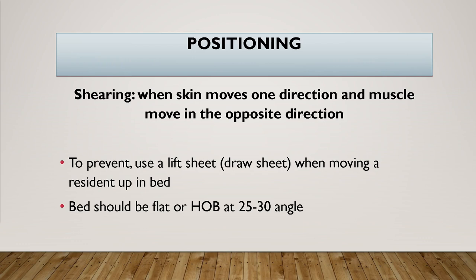This will be another skill we practice in lab. By placing something under the resident, we can lift the resident up off the bed and the skin will not be sheared by pulling the skin across the bed. Another way to prevent shearing is to keep the bed flat or have the head of the bed at a 25 to 30 degree angle. This will prevent the resident from sliding down in bed. That can happen.